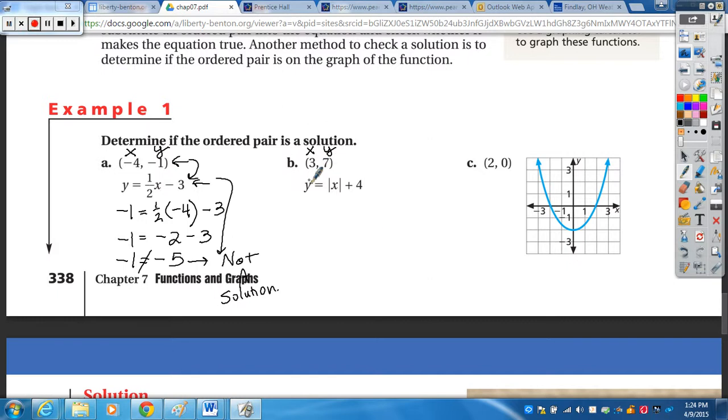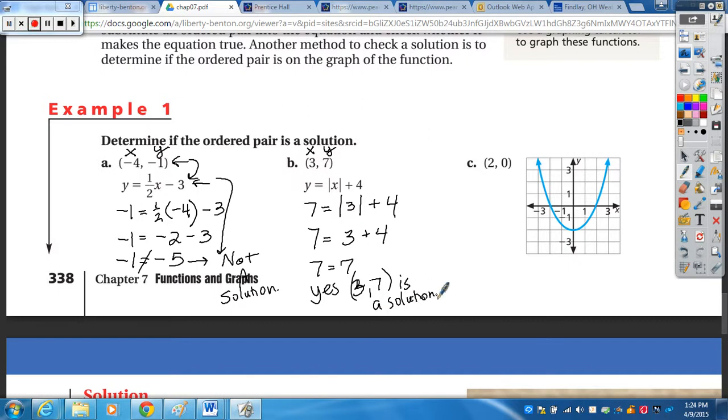So if I plug in my y value, if I plug in my x value, will I get 7 out of this? Well, I know this side's 7. The absolute value of 3 is just 3. Doesn't change in this case. And so we end up with it being equal. And yes, (3, 7) is a solution. Okay, pretty simple, right? Nothing too complicated.